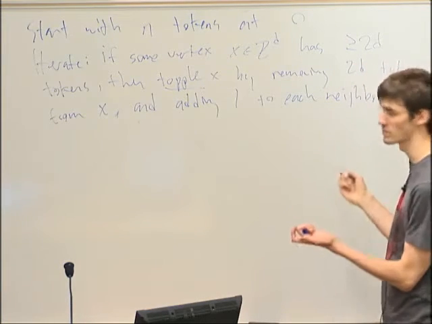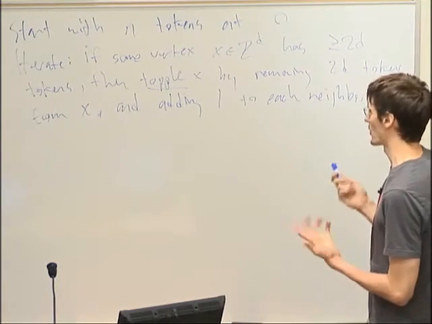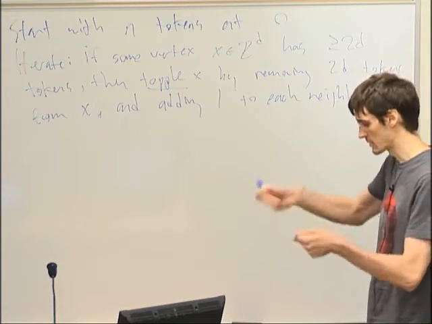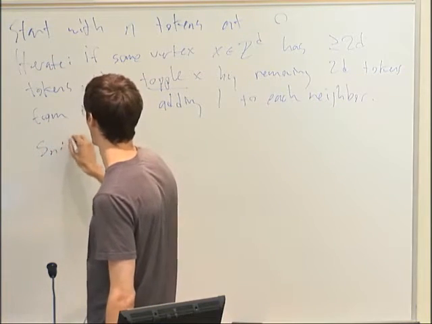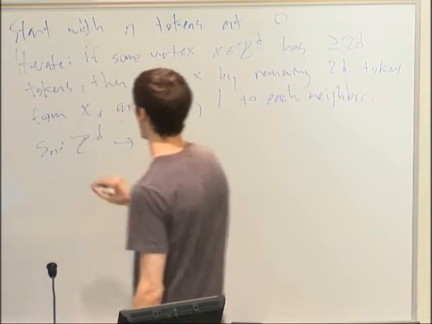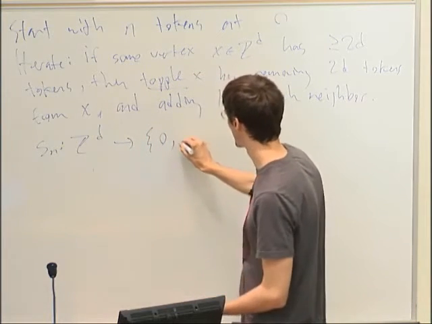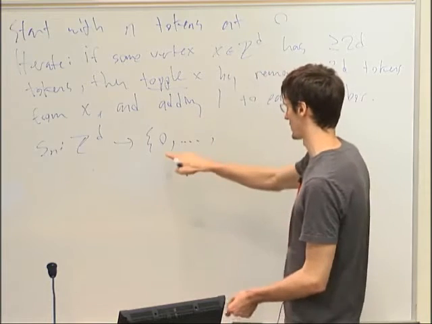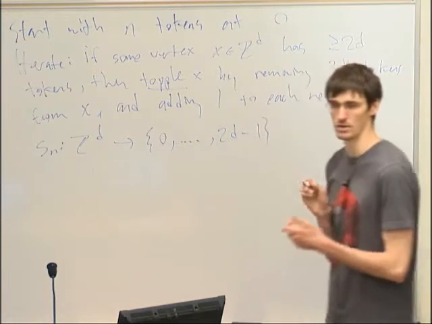Okay, and there are 2d neighbors on the d-dimensional lattice. So what happens? We keep doing this until it stops. And we get some final configuration, Sn, mapping Z^d into the possible numbers of tokens for a stable configuration. So every vertex has to have between 0 and 2d minus 1 tokens left over.